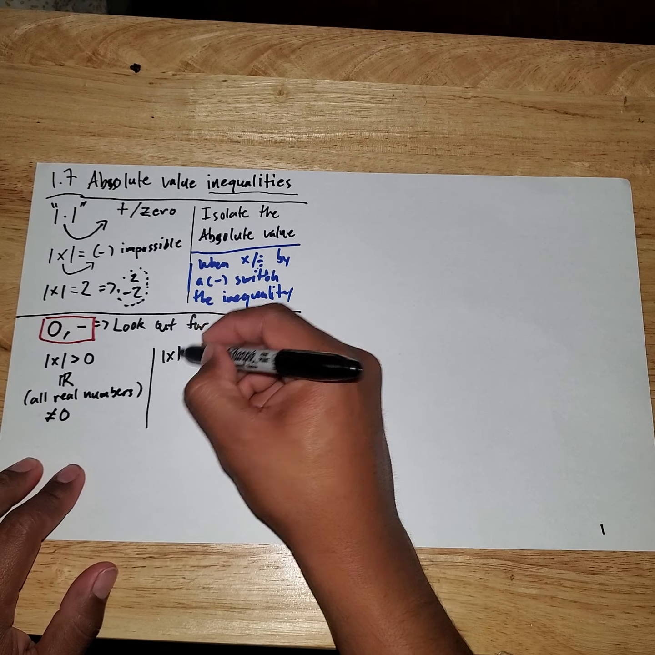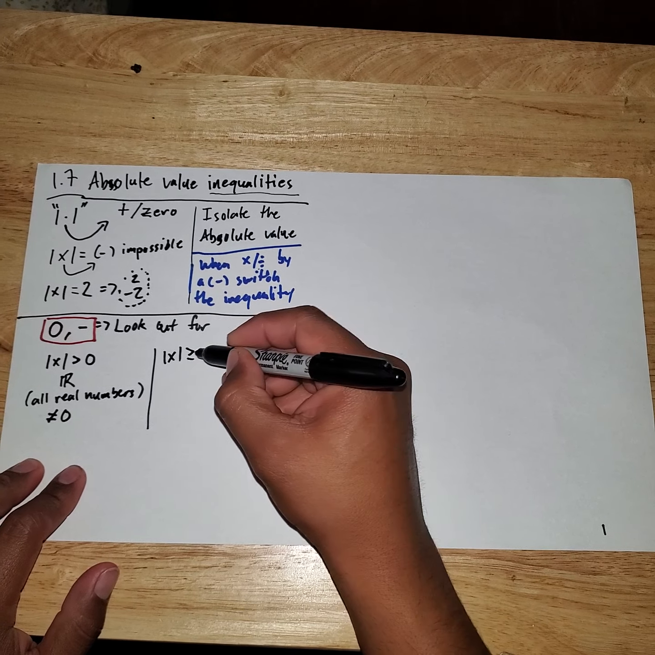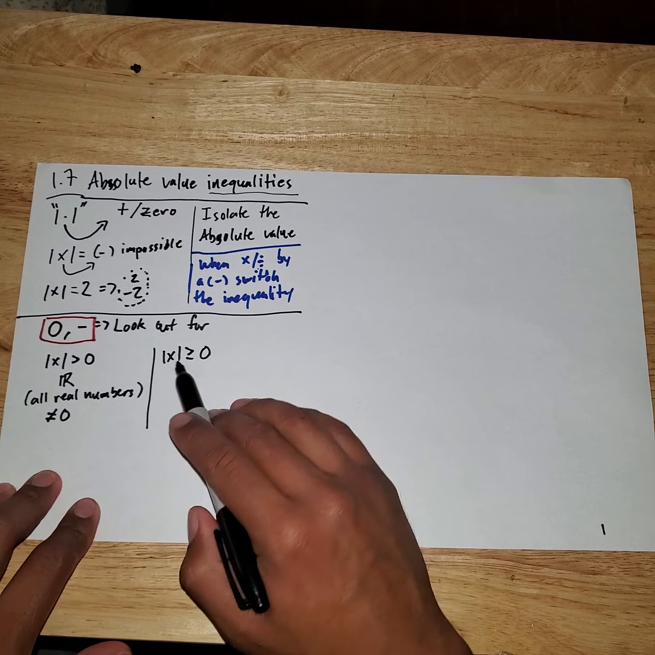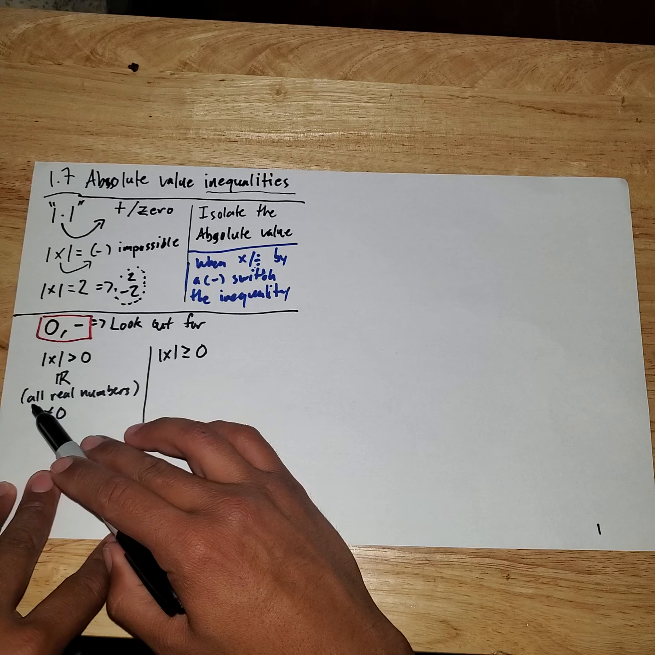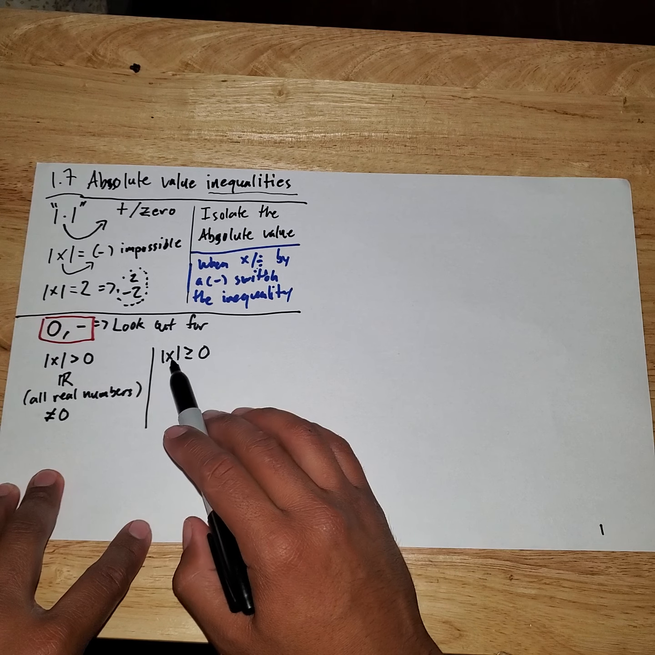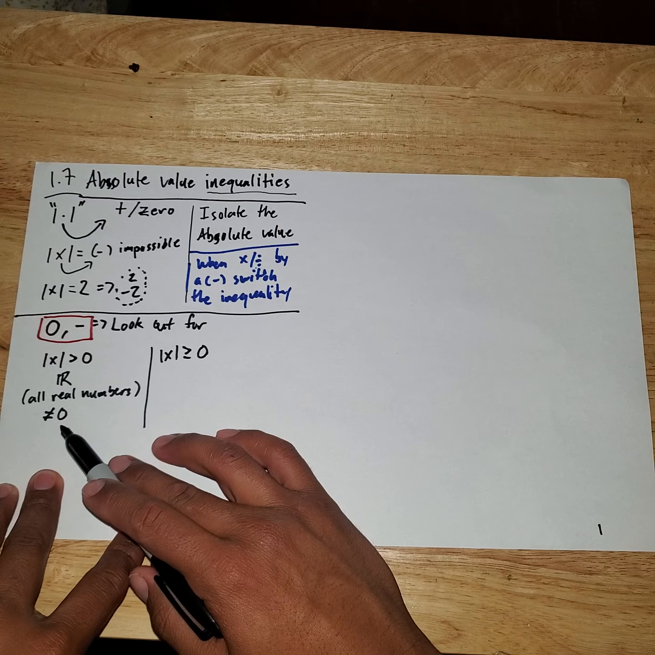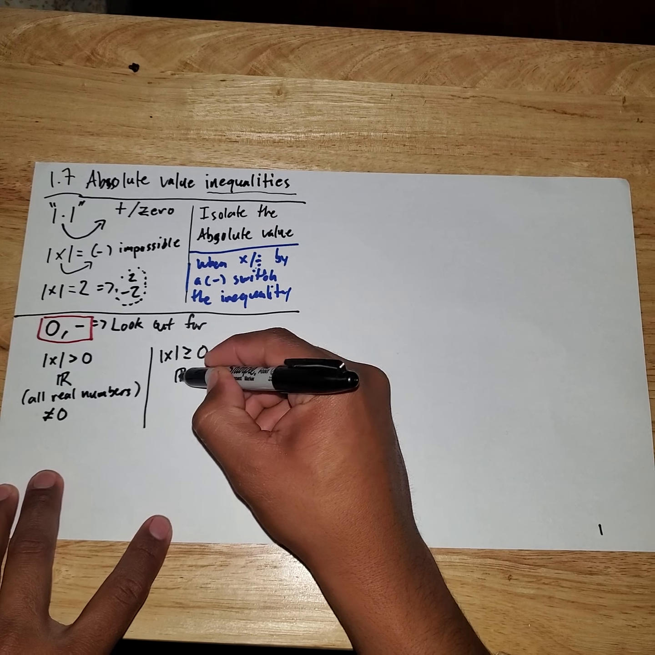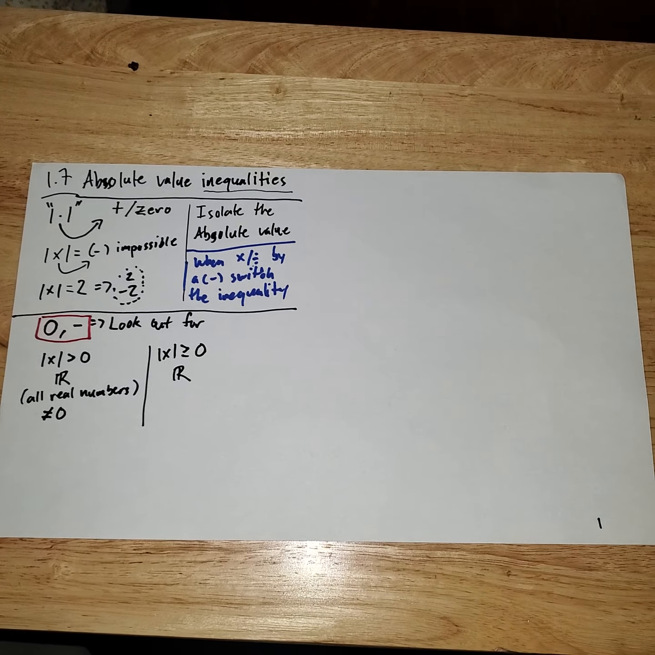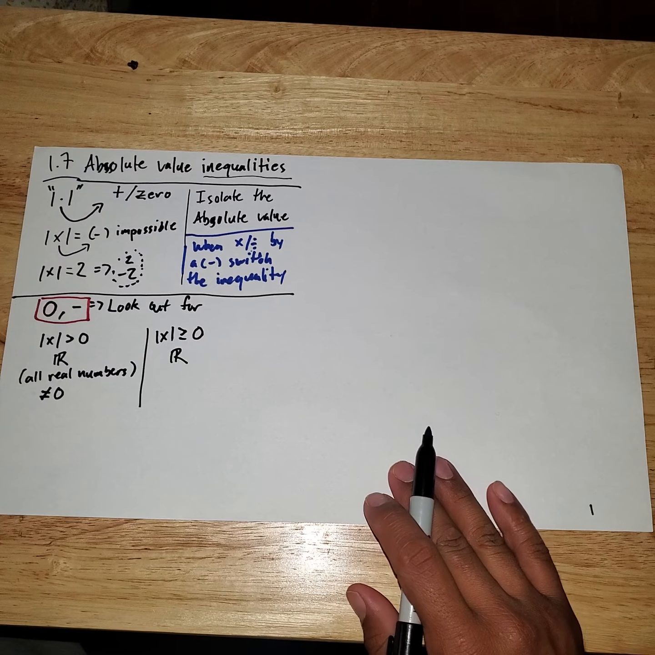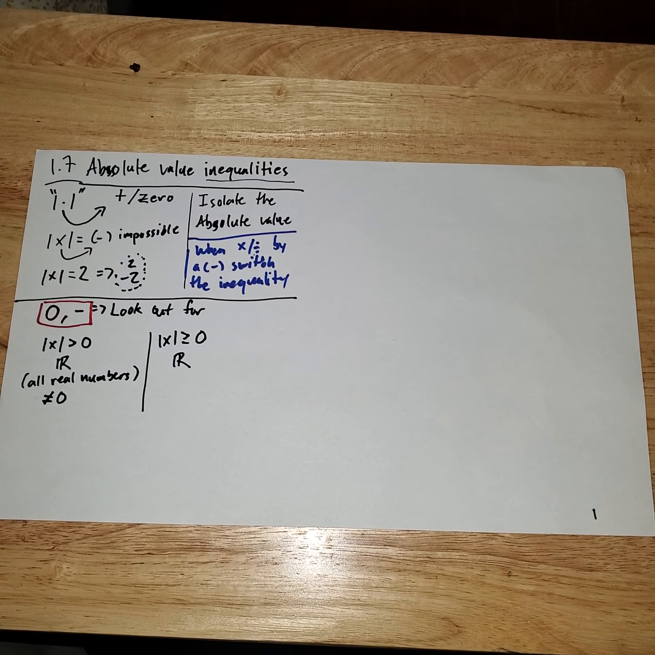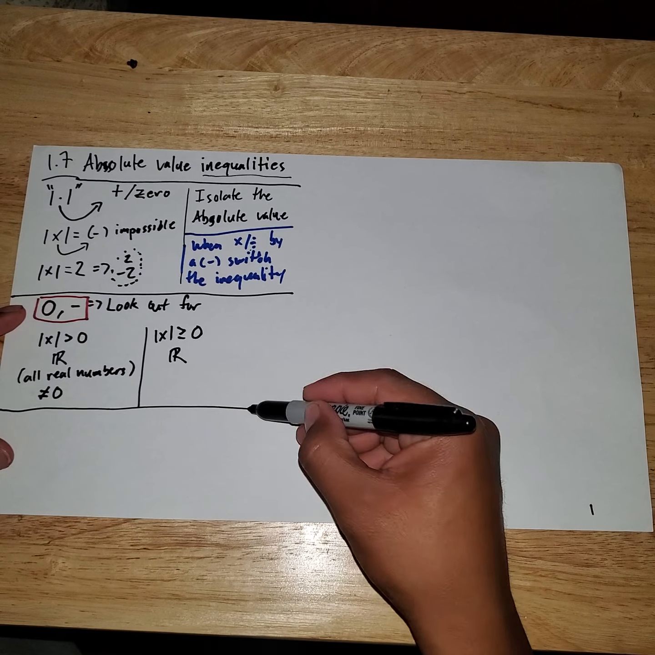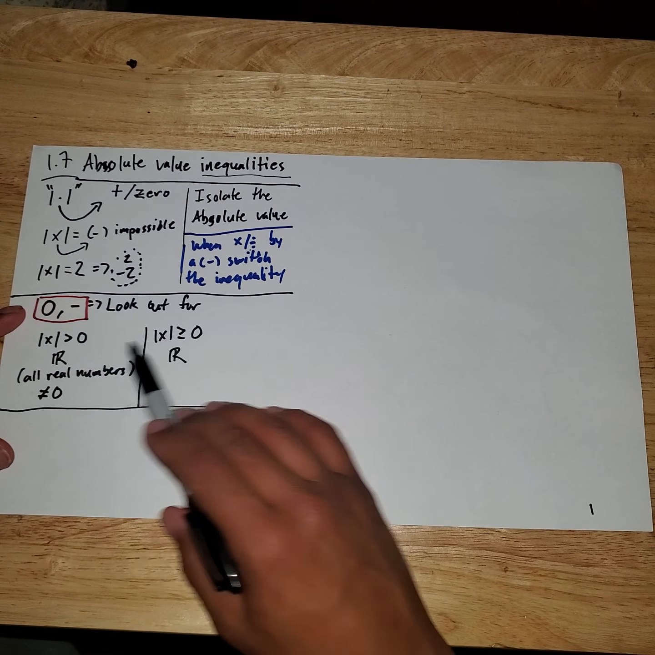But if we have this, absolute value is greater than or equal to 0, we already know almost every single number is bigger than 0 except 0. But 0 is equal to 0. So here, every single number works now. Every real number will be a solution to a problem like this. So that's why I said you want to watch out for 0.